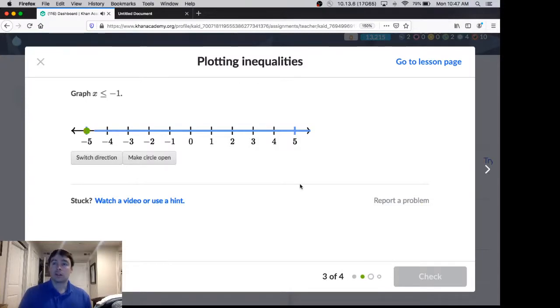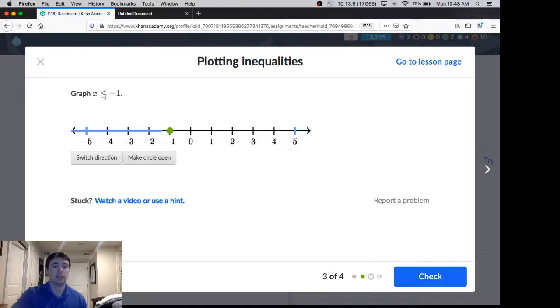And take a look at the third example here. I would encourage you to pause and think for a second, what would you do to graph this inequality? It says graph x is less than or equal to -1. So think before I show you, what would you do to graph this? And again, hopefully you were recognizing I need to click the green dot to -1 because that's the reference point for this inequality. And x needs to be less than -1, so I'm going to switch the direction of the arrow to point to the left.